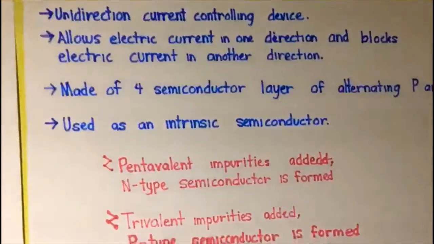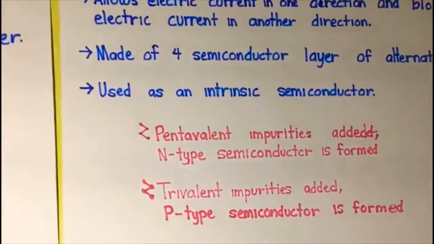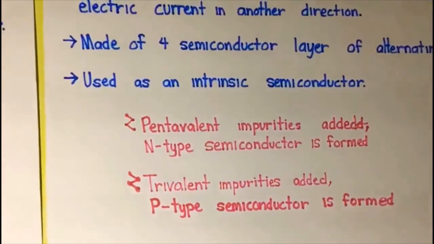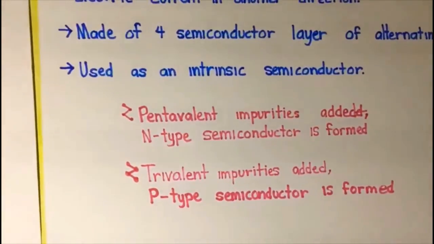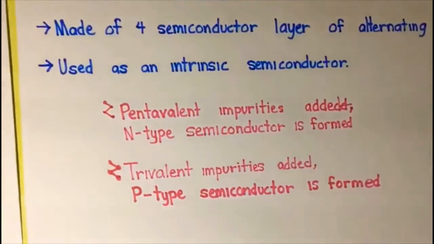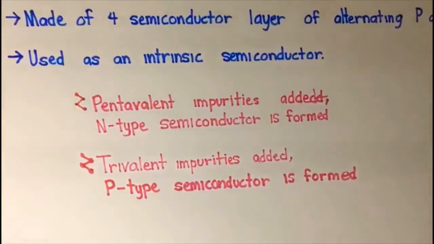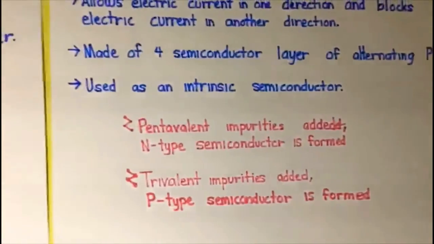SCR is a unidirectional current controlling device. It allows electric current in one direction and blocks electric current in the other direction. It is made of 4 semiconductor layers of alternating P and N types.